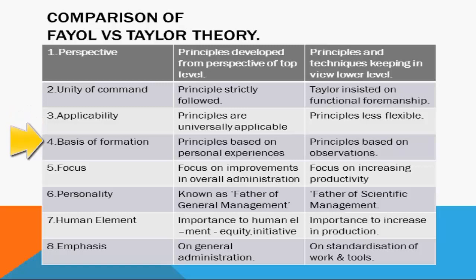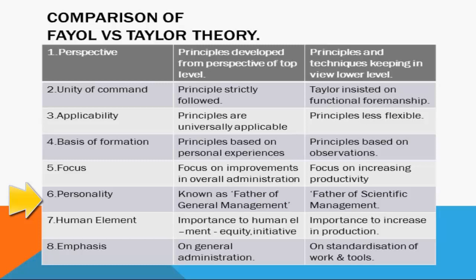Next is basis of formation. Under basis of formation, Fayol's principles are based on personal experiences, whereas Taylor's work is based on observation and experiments. Next is focus. Fayol focused on improving overall administration of the organization, whereas Taylor focused on increasing productivity of workers. Next is personality. Fayol was a practitioner and is known as the father of general management, whereas Taylor was a scientist and is well known as the father of the scientific management.